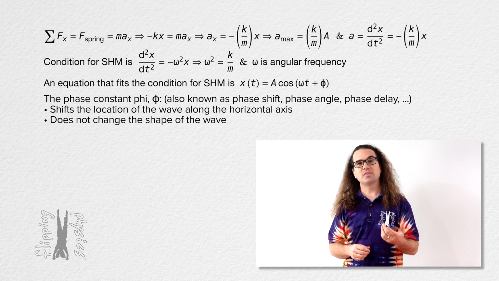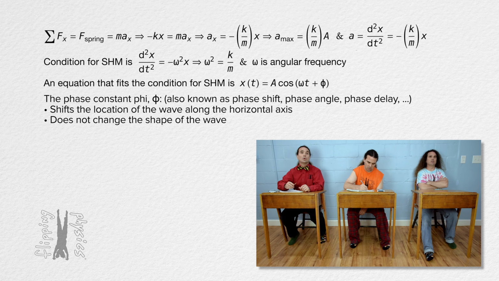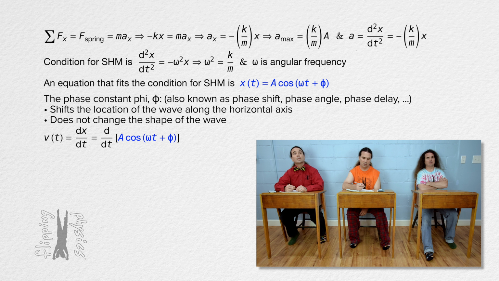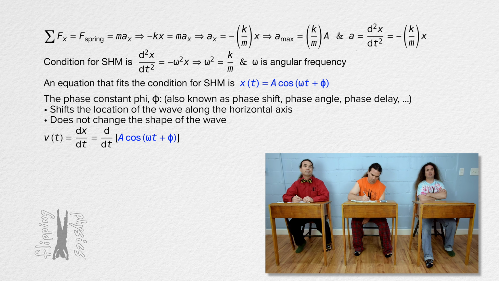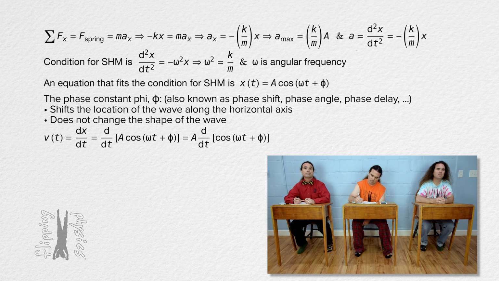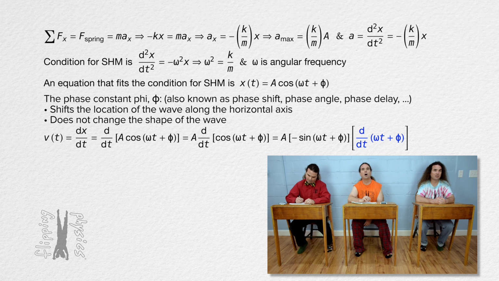Bo, please determine the velocity of an object in simple harmonic motion using the position equation. Well, velocity equals the derivative of position with respect to time. So the derivative of the position equation with respect to time. Amplitude is constant, so that comes out of the derivative. We need to use the chain rule, so the derivative of cosine is negative sine of the same quantity as before, and then the derivative with respect to time of that quantity, or angular frequency times time plus phi, the derivative of that with respect to time is just angular frequency.